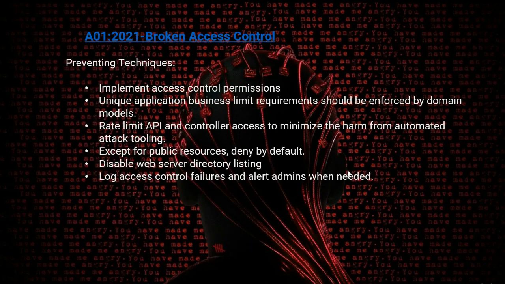If you look at the prevention methods, we need to implement access control permissions, even if we get access to some sort of information, and rate limit the API and controller access to minimize the harm from unauthenticated automated attack tools. Except for public resources, deny by default. Disable web server directory listing. This is one of the common attacks that we see even today. Log access control failures and alert admins when needed, and implement access control permissions. So when it comes to broken access control, these are the vulnerabilities and prevention techniques that one must follow when designing an application.